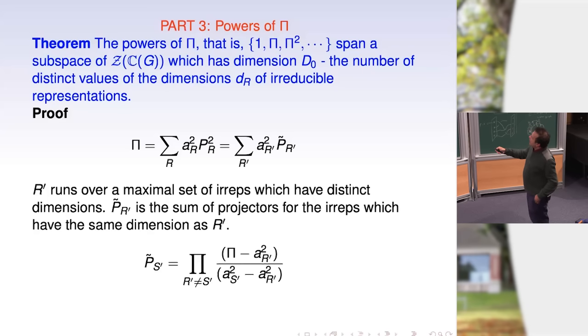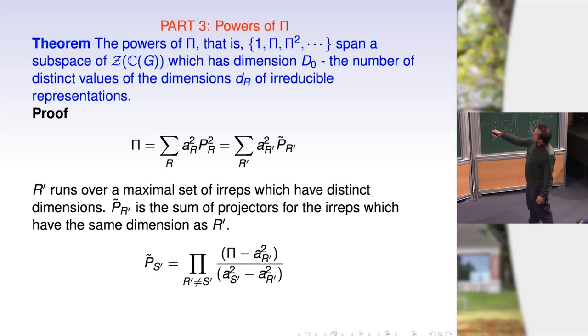And the way to prove that is actually quite easy. Sum over all irreps, so some subsets will have the same dimension. So let R prime run over a set of irreps with distinct dimensions. And then for each irrep, this tilde projector sums the projectors for all the representations which have that irrep dimension. So I hope that's clear.